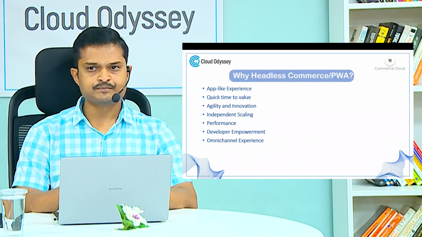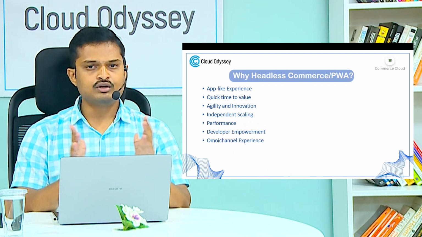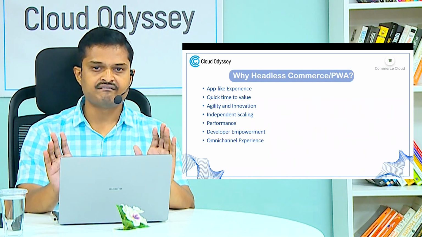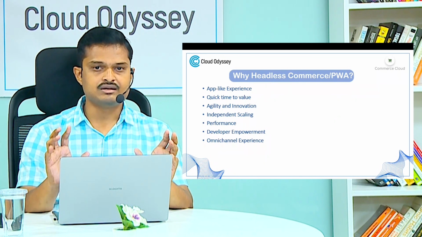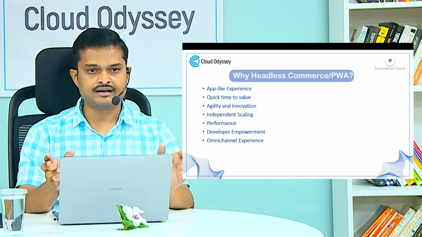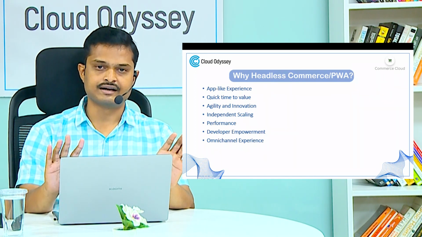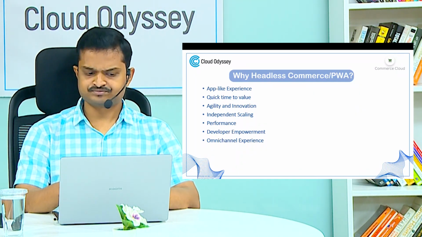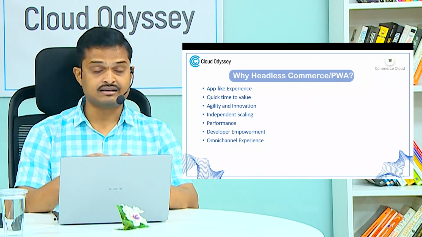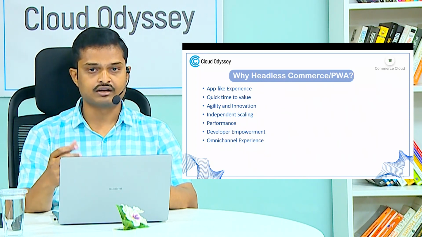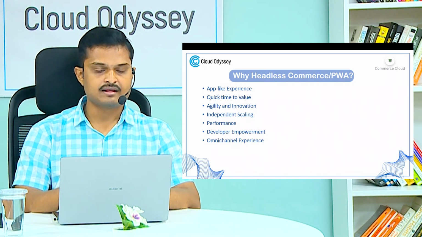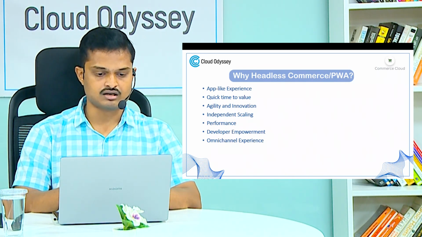So if you look at it, there could be two different teams. One is the backend and the other one is the front end, and these two teams can work independent of each other and they can work concurrently, which will drastically reduce the time to market. So we can launch a website very quickly compared to the traditional approach.